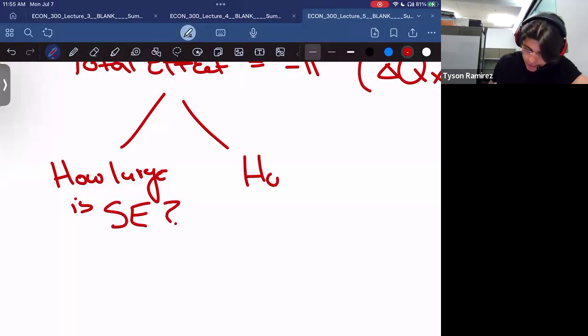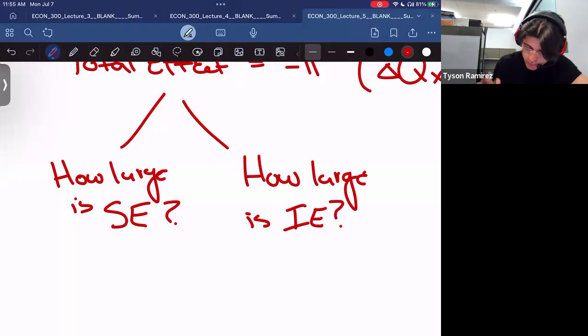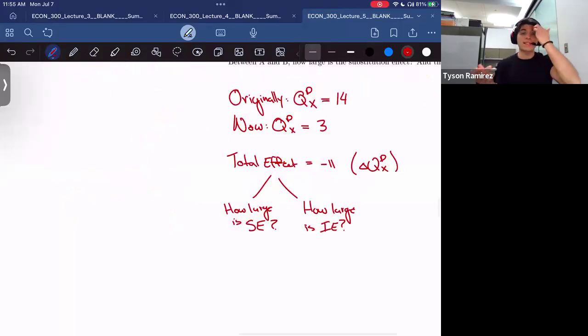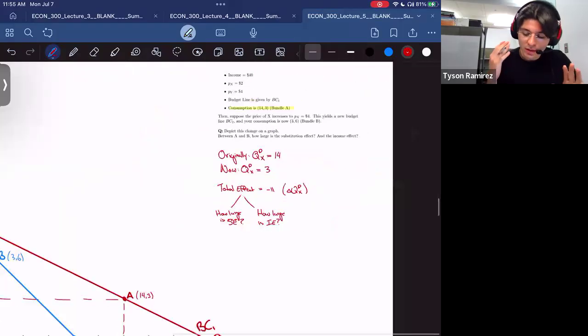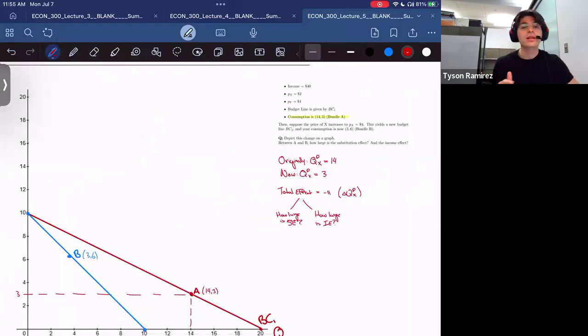I also want to know what is the size, what is the magnitude of the income effect? All right, this is what we're going to see here. How this is done, truthfully, in higher level econ, maybe like an Econ 400 class, you will see this breakdown with math, with calculus and maybe just general variables instead of specific numbers like this. But let me just give you the intuition.